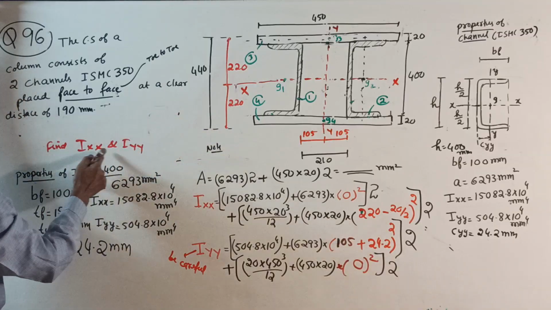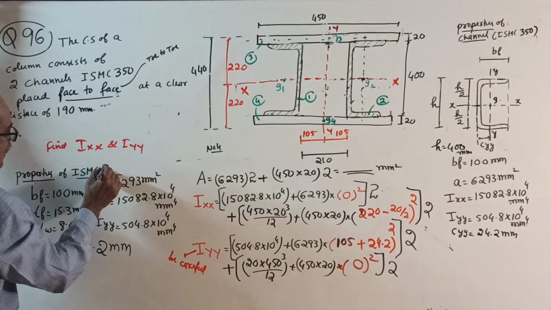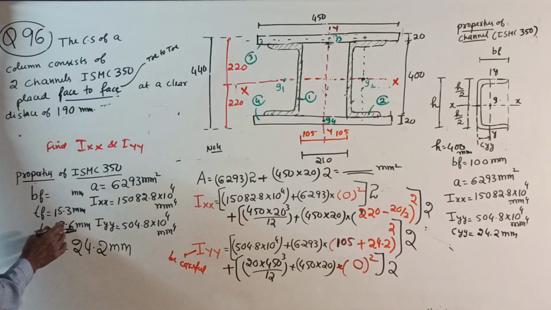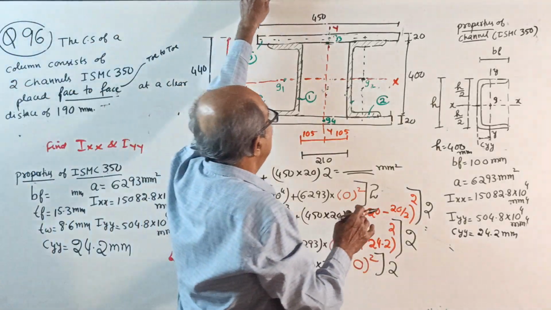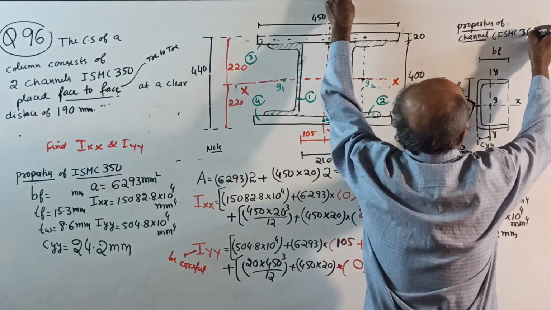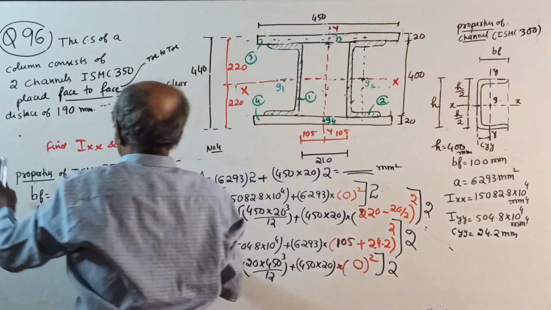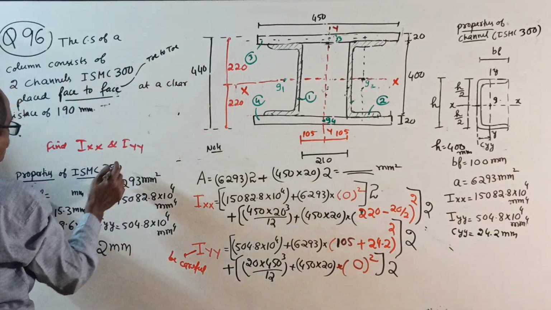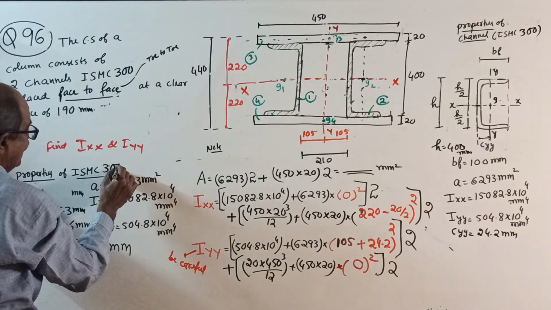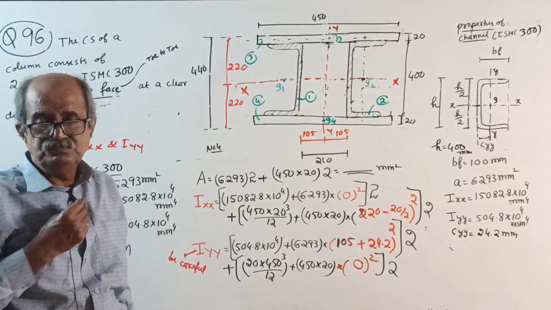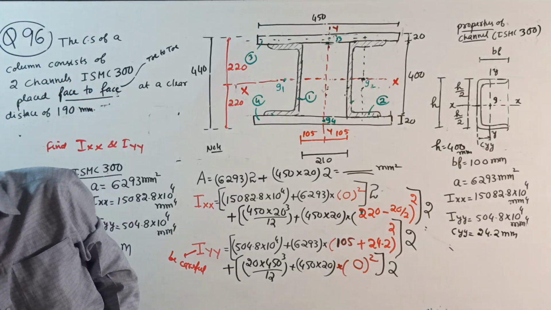Now find IXX, IYY properties for ISMC 350. Breadth of flange will change. Breadth of flange is the same, I think, most probably. Okay, I'll do one thing: I'll go for ISMC 300 so that the breadth of flange is lesser. 2 channels ISMC 300, for a change. The properties of ISMC 300, I have to see in the IS handbook and write, so I will write it.